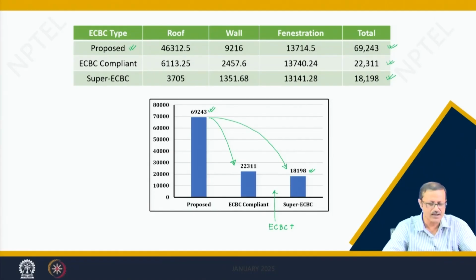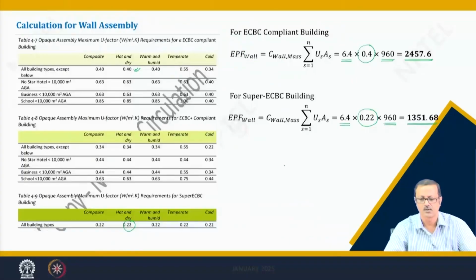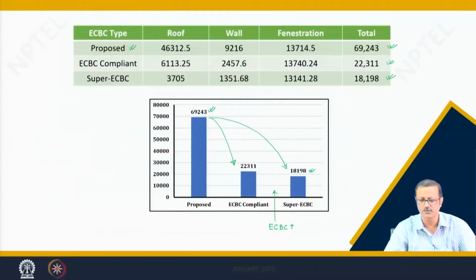So, these values are your guiding values, but why is it called a trade off? Because suppose you propose a very highly insulative material for your roof, and that brought down the roof EPF value too much, and you can have a little bit more in the fenestration or in the wall. That is known as a trade off scenario that we can do.